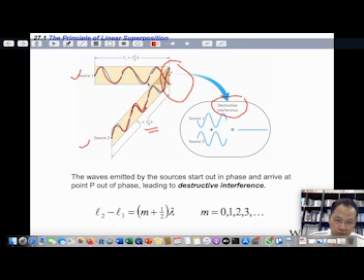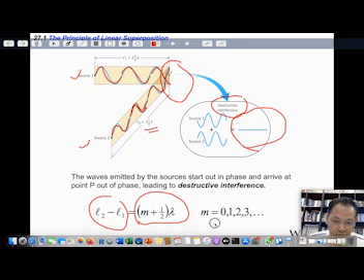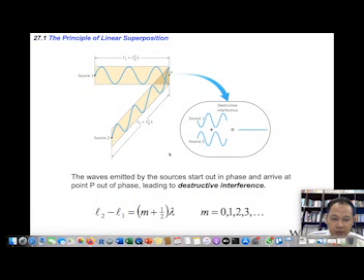So if this wave plus this wave, at every point you can see they cancel each other out. So the result will be 0. So we call it destructive interference. So if the difference is like this, the result is like this, we call it destructive interference. Okay, let's continue.